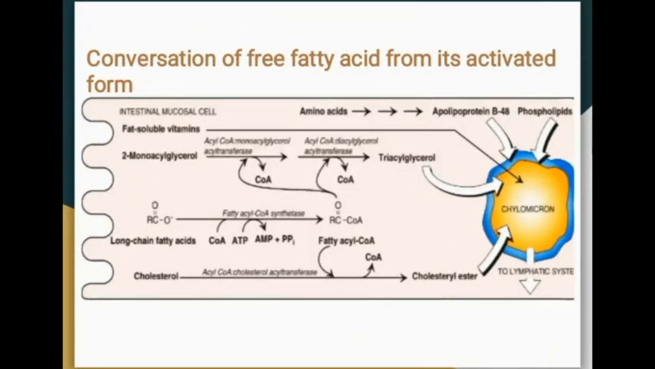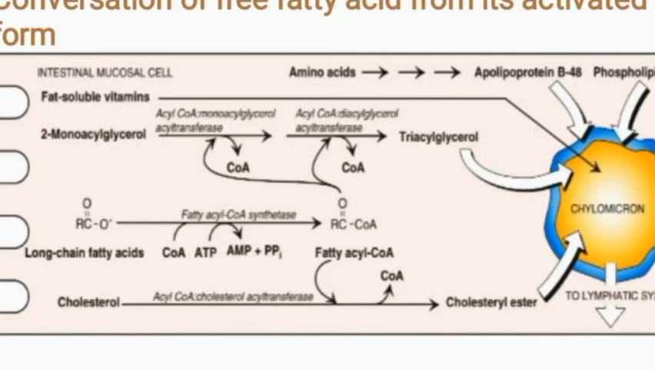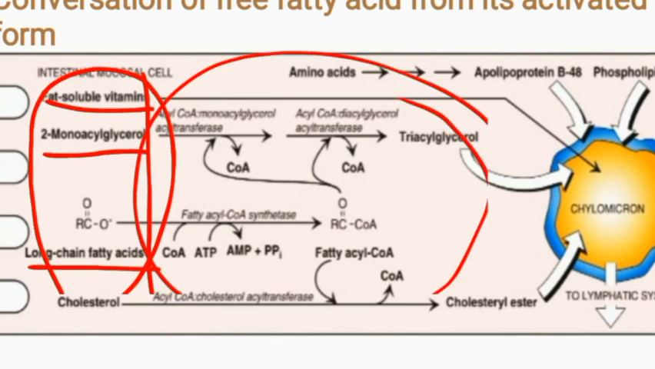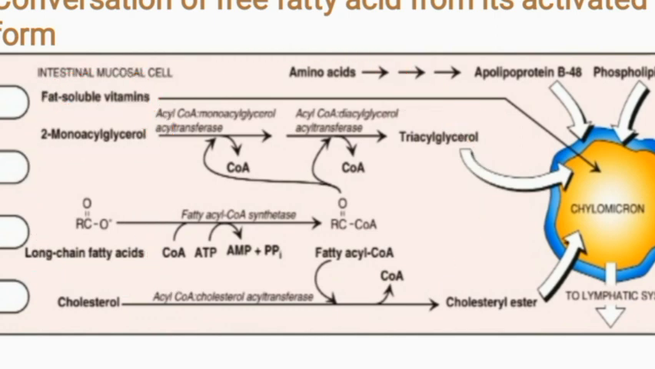In the next step, conversion of free fatty acids to their activated form. Here you can see in the intestinal mucosal cell, fatty acids, fat-soluble vitamins, 2-monoacylglycerol, long-chain fatty acids or cholesterol are all in their free form. And by different enzymes, they are converted into their activated form in the chylomicron. In the chylomicron, they are in their activated form, and from there they go to the lymphatic system and do their work.